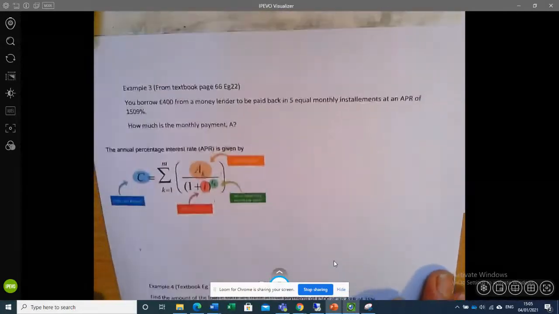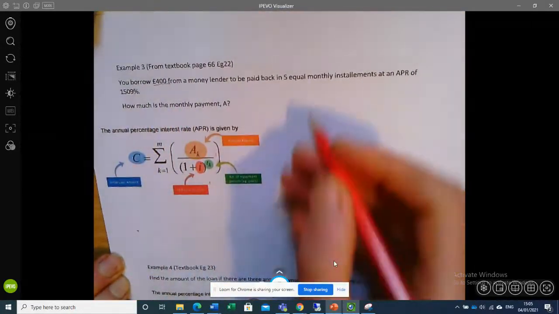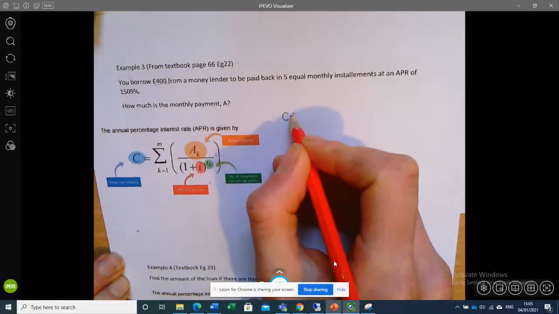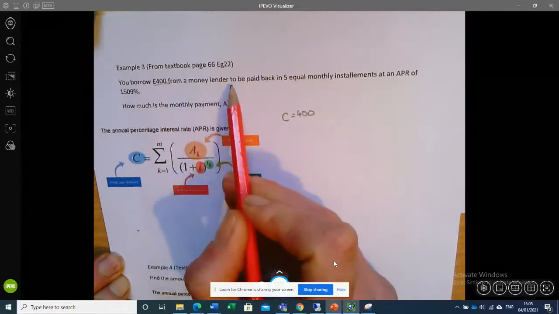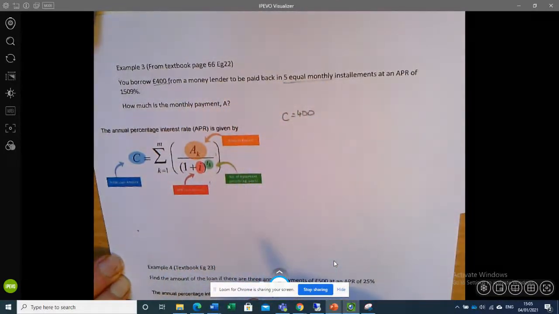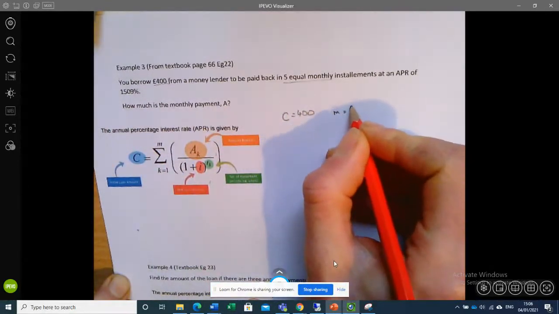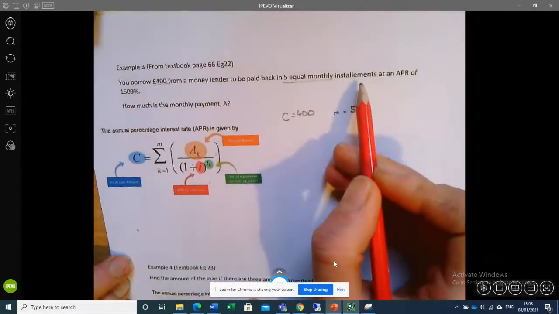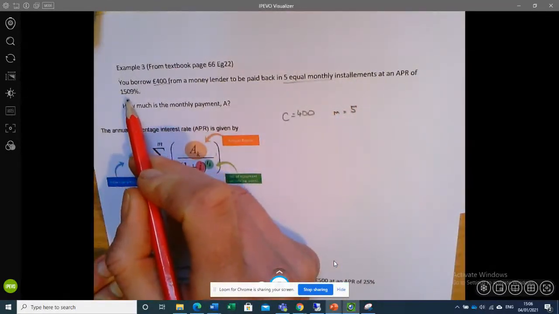Okay, so example 3. You borrow £400, so C is equal to 400, from a money lender and pay it back over 5 equal monthly periods. Okay, so M is equal to 5, at an APR of 1,509%.